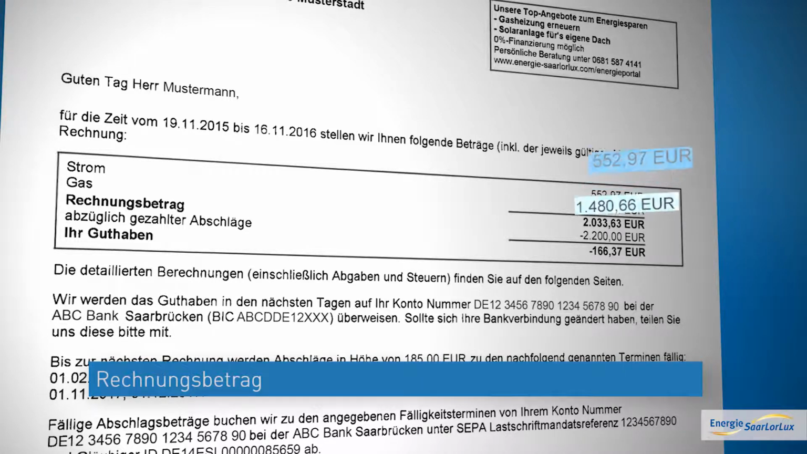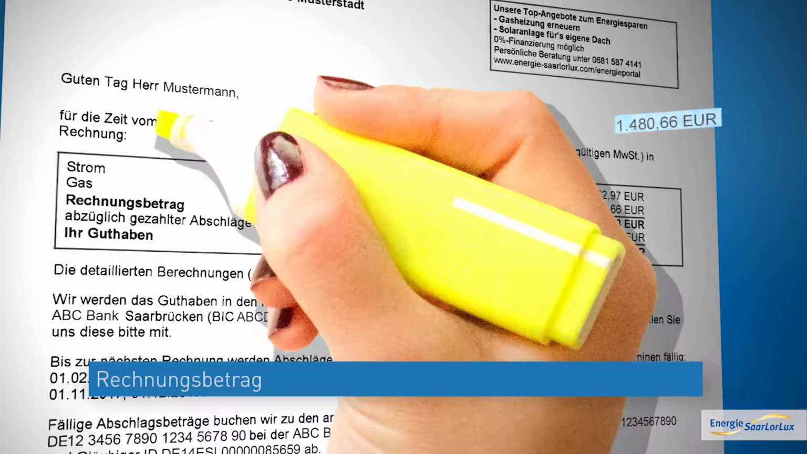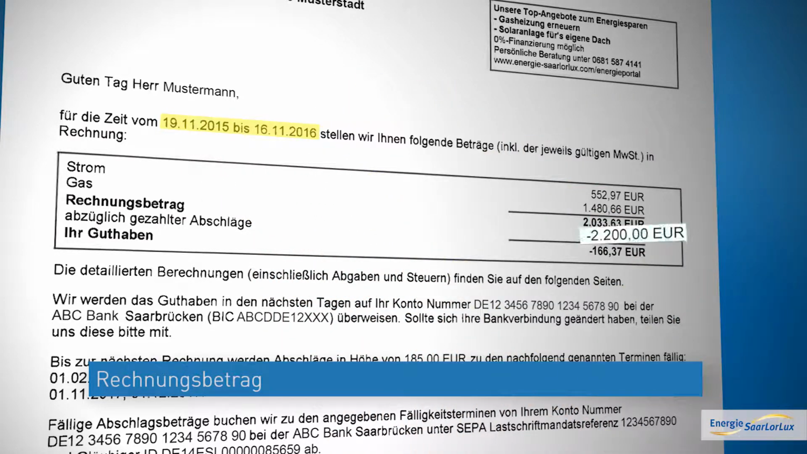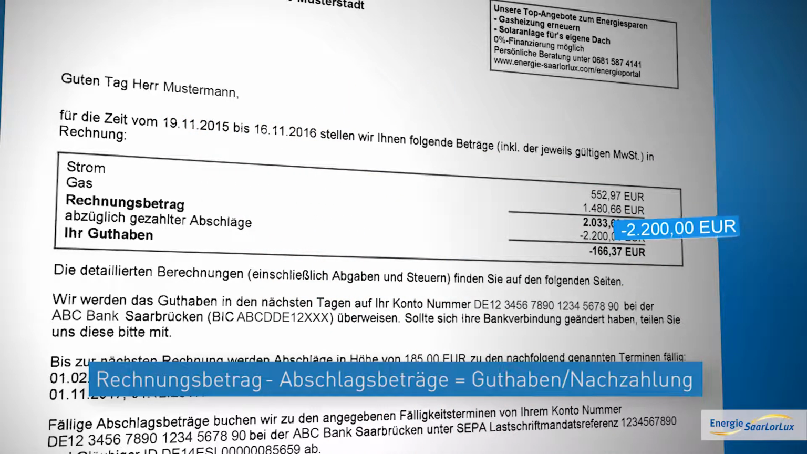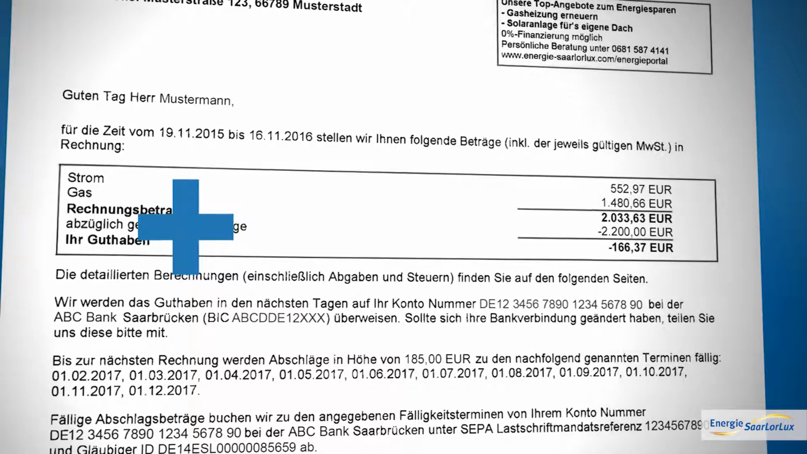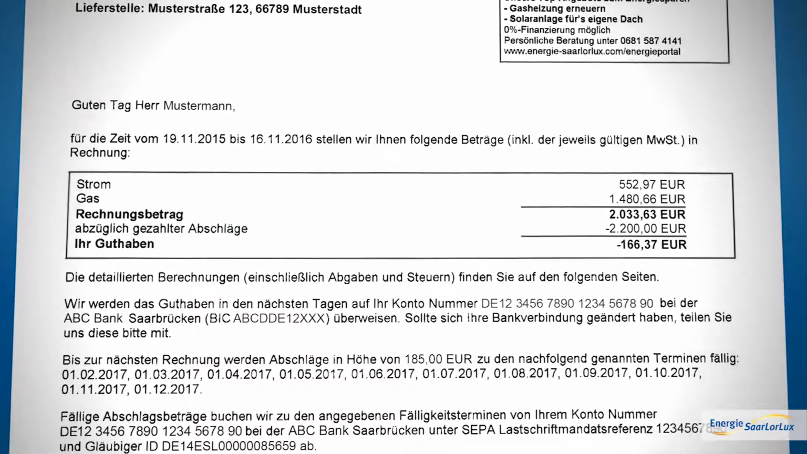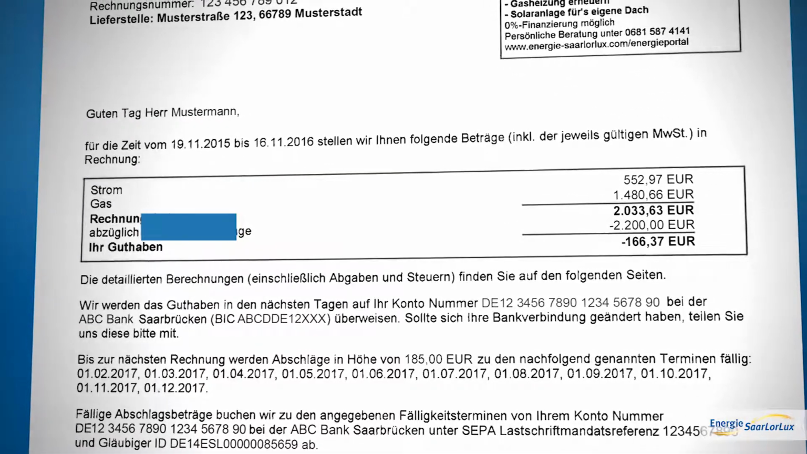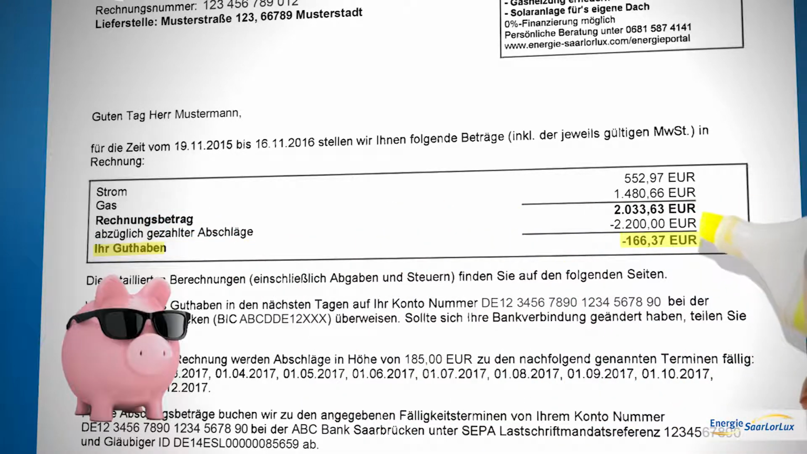The annual cost is derived from the cost for your electricity and gas consumption in the period indicated. The advance payments already received from you by the invoice are deducted from these costs. If this results in a positive amount in total, then a subsequent payment is due. If there is a minus sign in front of the total amount, as can be seen on our example invoice, you will receive a repayment.